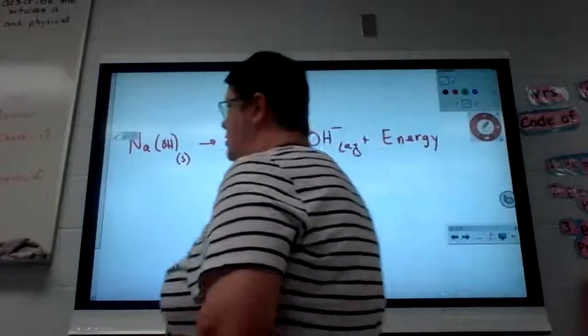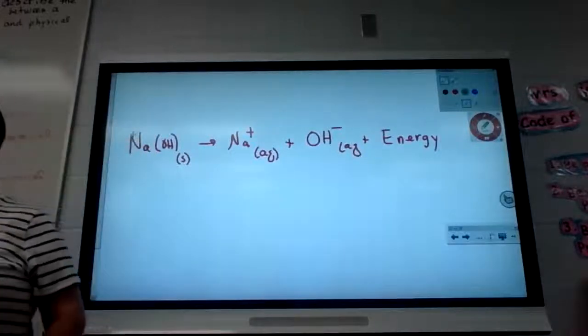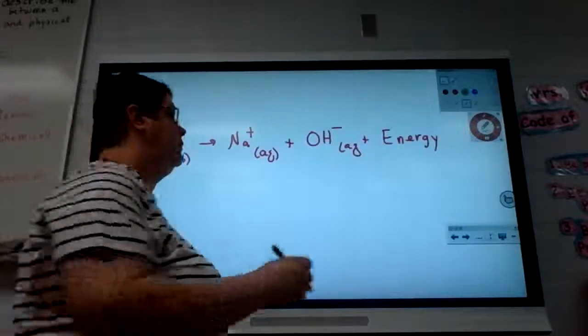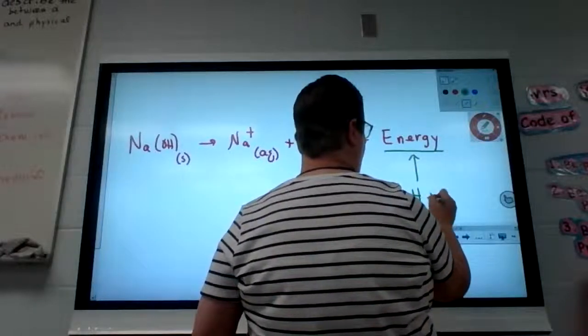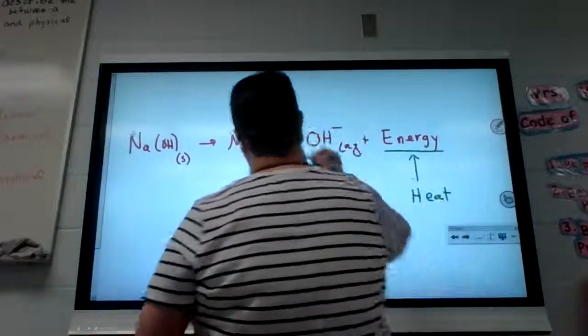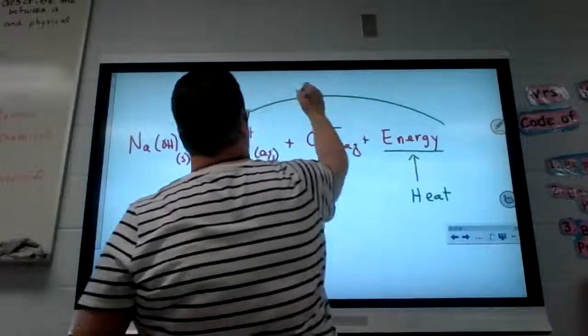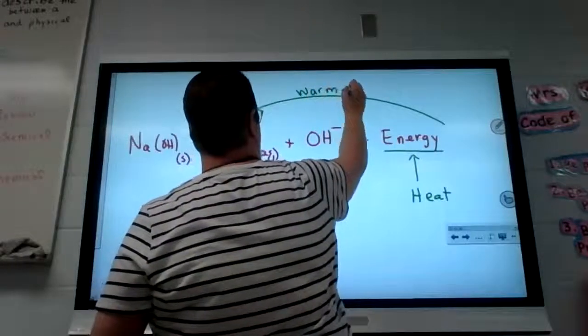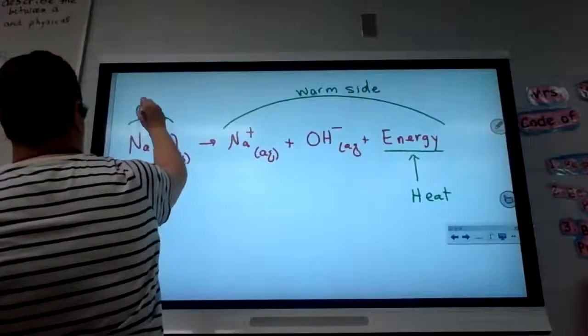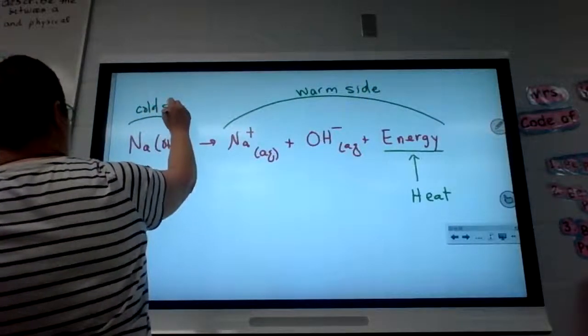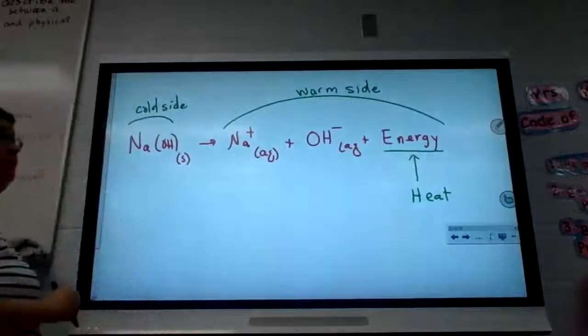All right. So what side is the heat on? Right. It's on the right. This right here is our heat. So this would be the warm side. And this would be the cold side. Everybody okay with that?